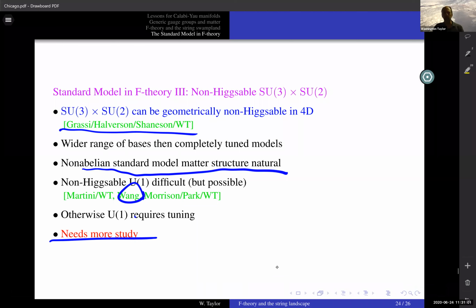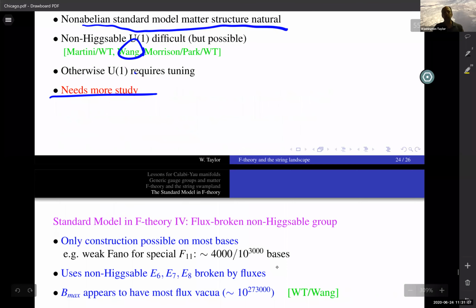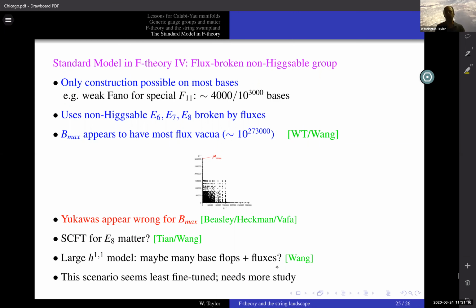Finally, let me mention one more approach, which is what I think is actually the most likely place we will find this eventually: to find the standard model through the flux breaking of a bigger non-Higgsable group. In other words, SU5 you can only get on special bases with a lot of fine tuning. All these bases, most of them, have all kinds of non-Higgsable E6s, E7s, and E8s. So if we use one of those E6, E7, or E8 factors and break it by a flux, then we have lots of places to get something that looks like the standard model.